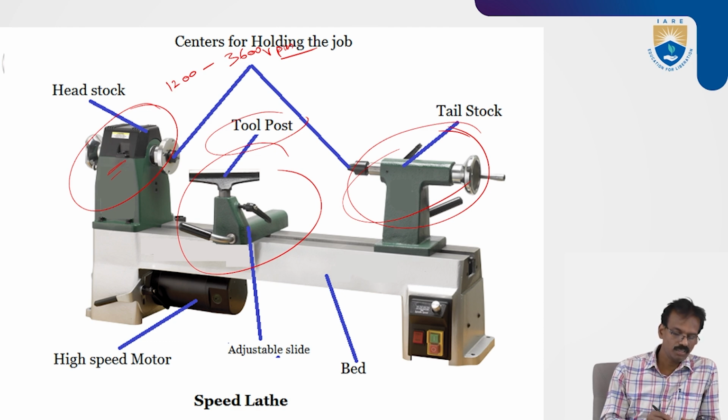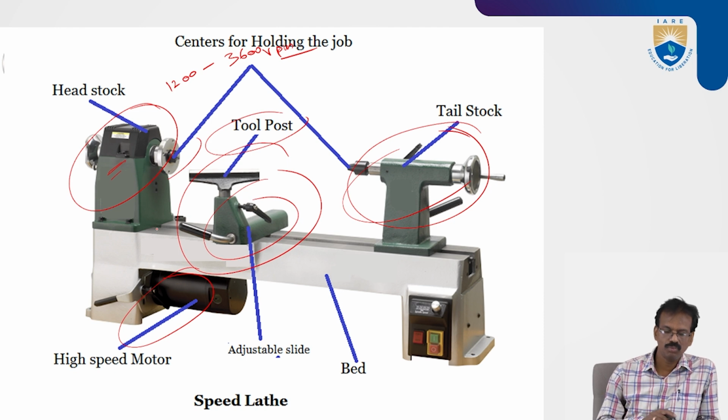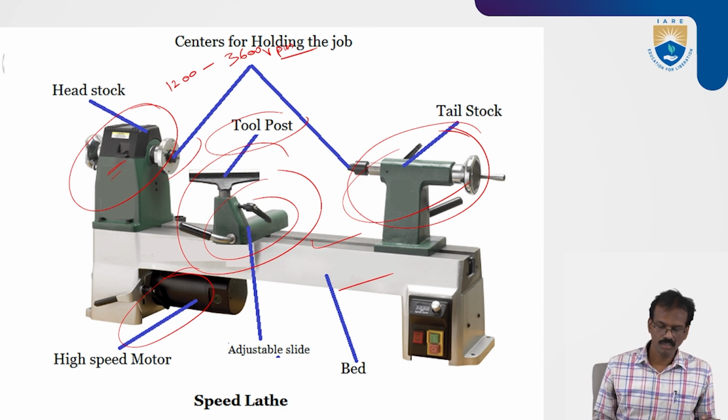So this one is the high speed motor, which provides the speed through the headstock to the spindle and to the chuck also, which is fixed to the spindle. So this one is the adjustable slide. You know this one. It moves on the guideways of the bed. So this one is the bed. A very simple construction, simple lathe.